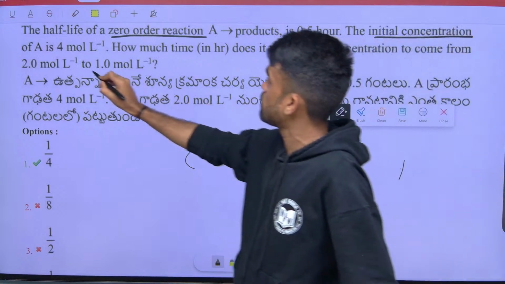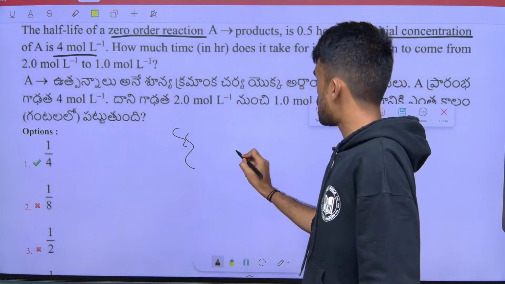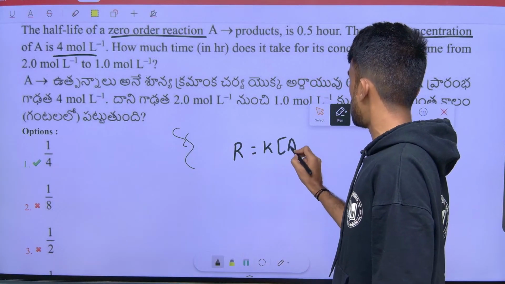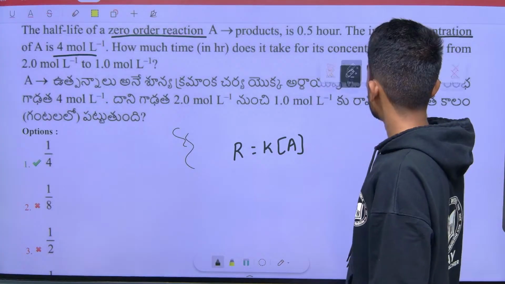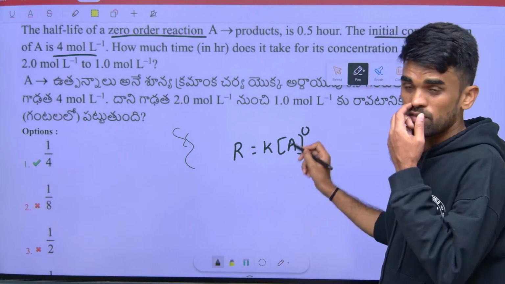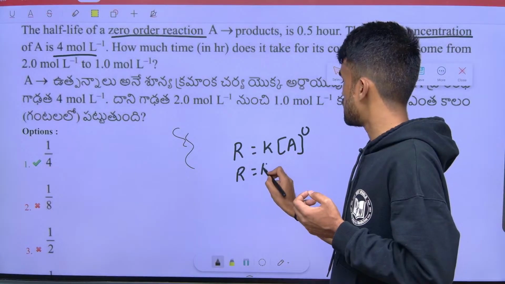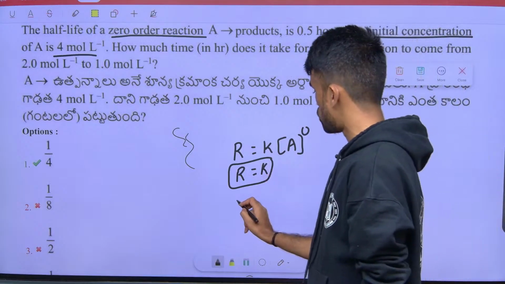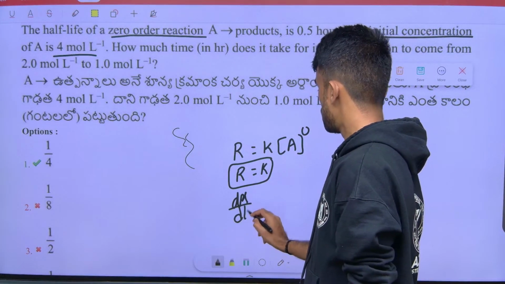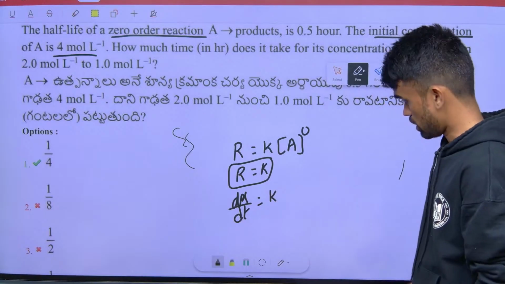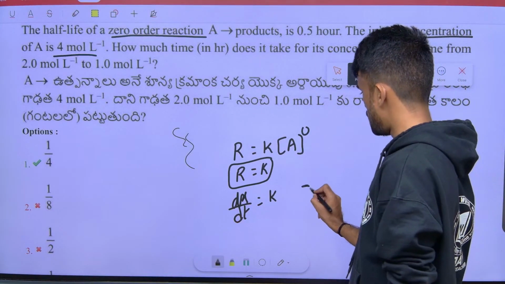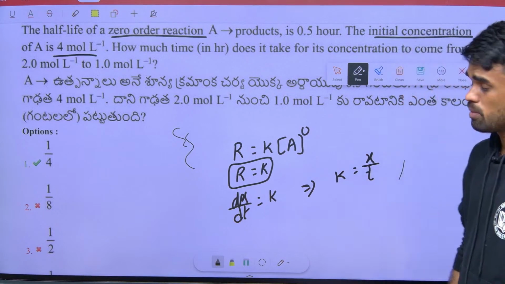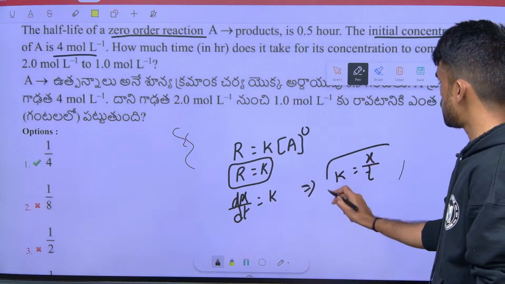How can we do it? What is the reaction condition they have mentioned? The initial concentration of A is given. For zero order, how can I write the rate? For zero order, rate equals K into concentration of A naught, A to the power 0. But we know anything to the power 0 becomes 1, so rate and rate constant are equal here. This is one thing you can remember. Now, rate, how can I write? dx by dt equals K, no? By integrating this, we can get K equals x by t. By integrating this equation, this is the one thing you can get.